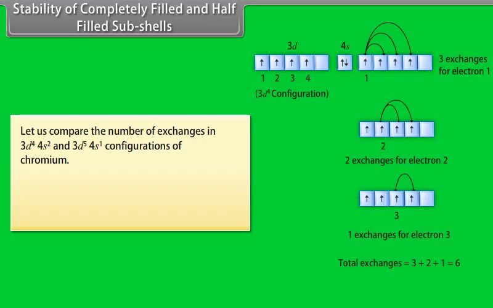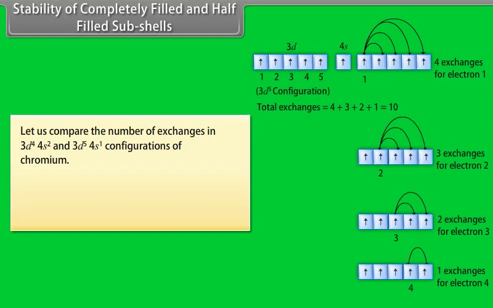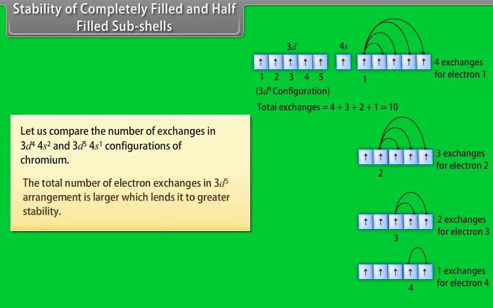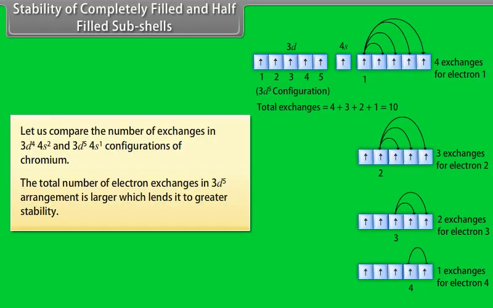Let us compare the number of exchanges in 3d⁴ 4s² and 3d⁵ 4s¹ configuration of chromium. Thus, in 3d⁴ arrangement, electron exchanges are 6, which implies that there are 6 possible arrangements with parallel spin in 3d⁴ configuration. The total number of electron exchanges in 3d⁵ arrangement is larger, which lends it greater stability.